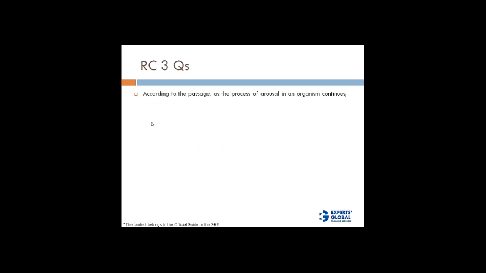Let's look at the last question. According to the passage, as the process of arousal in an organism continues, all of the following may occur except. Okay. Now we are talking about some process of arousal. If you look at the mind map, we don't have a lot of details. We are not given a lot of details about this, so we may have to refer to the original passage for this. So let's go back to the original passage.